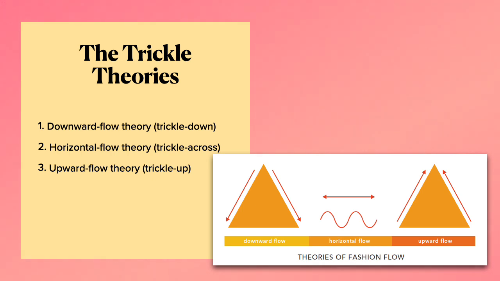Downward flow theory claims that style is influenced by those at the top of the social pyramid and trickles down to those at the bottom. In layman's terms, those who are more affluent set the tone for what is considered fashionable. Because the lower socioeconomic classes generally want to associate with the more affluent, they eventually imitate the affluent style.